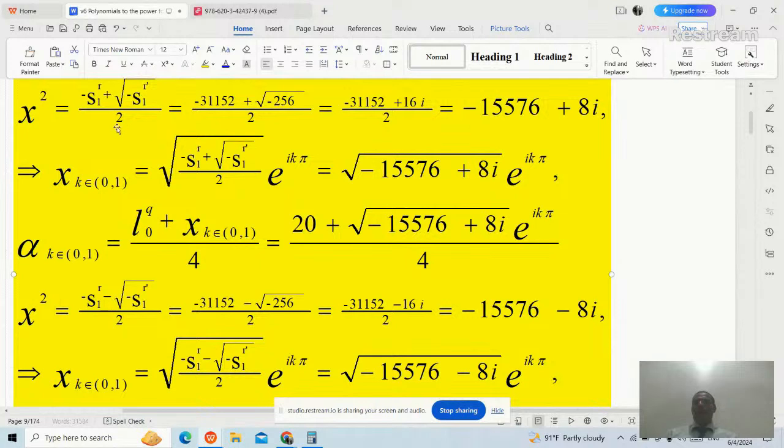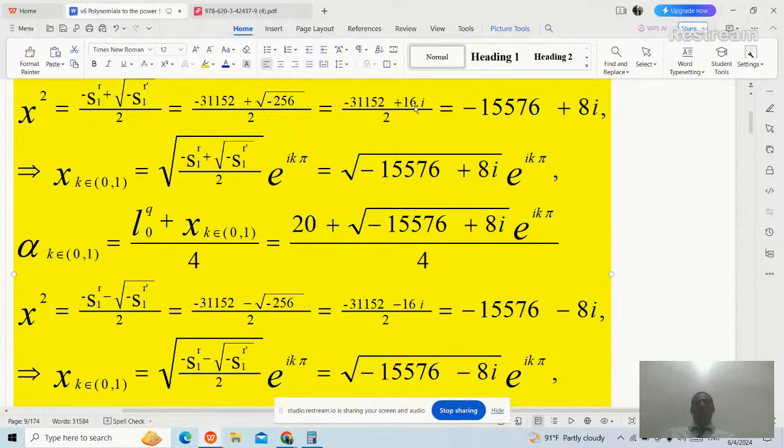So that therefore x squared equals (negative s1 of order r plus root of negative s1 of order r dash) divided by 2, or x squared equals (negative s1 of order r minus root of negative s1 of order r dash) all divided by 2. Let's start with the positive side. So it will be negative 31,152 plus root of negative 256, divided by 2.